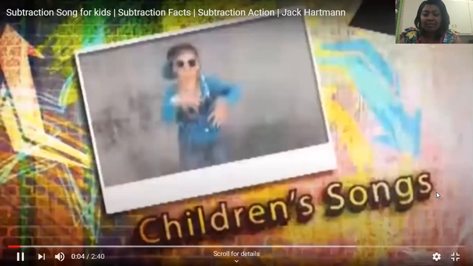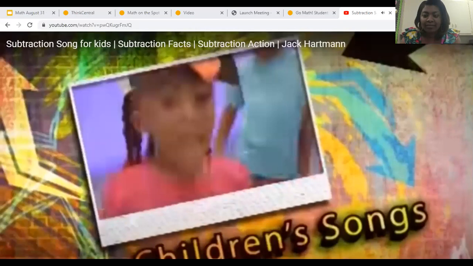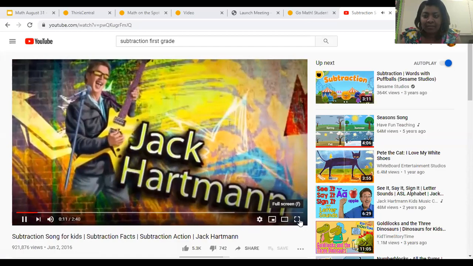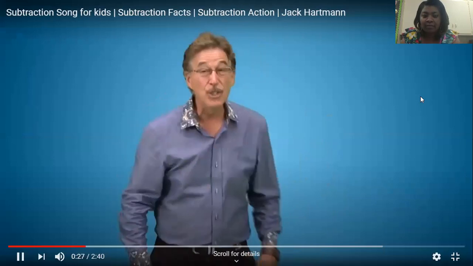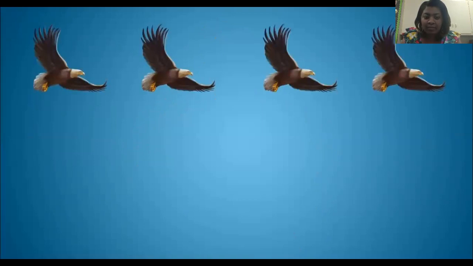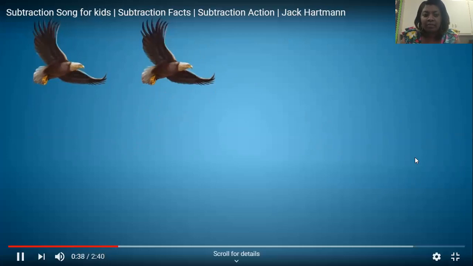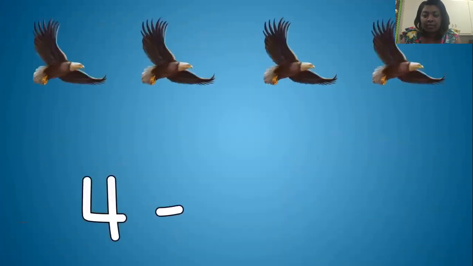Children's songs, sing and move along. Children's songs, make your brain and body strong. Subtraction action, this is how you play. Move your body and take away. When you subtract things, you get the difference. Let's do subtraction, move and have fun. 4 bald eagles are gliding through the air. 2 bald eagles fly down and land somewhere. How many bald eagles are gliding through the air? 4 minus 2 equals 2.